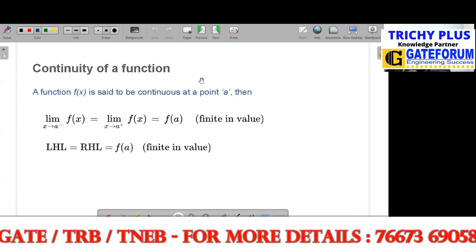Okay, at a particular point. I'm not talking about the entire curve being continuous.